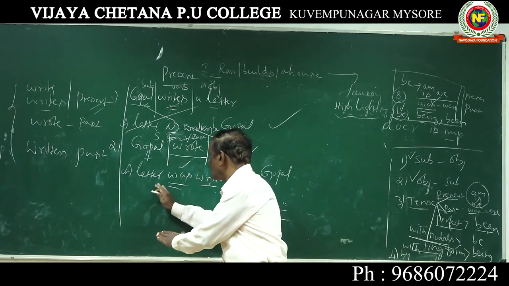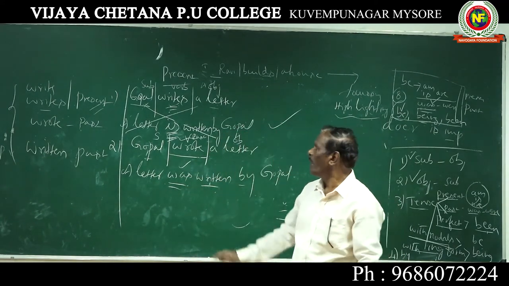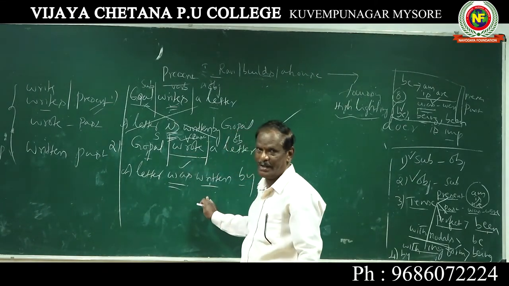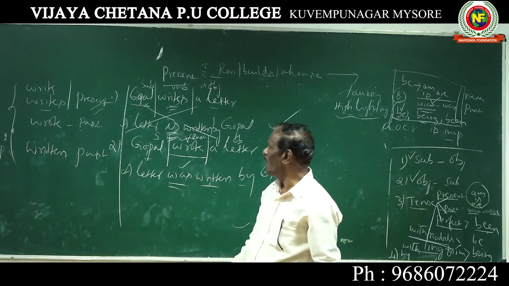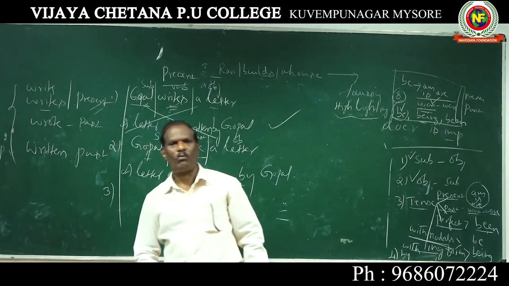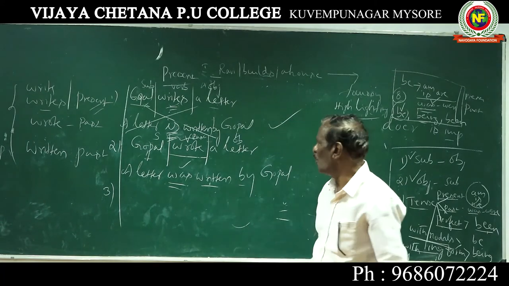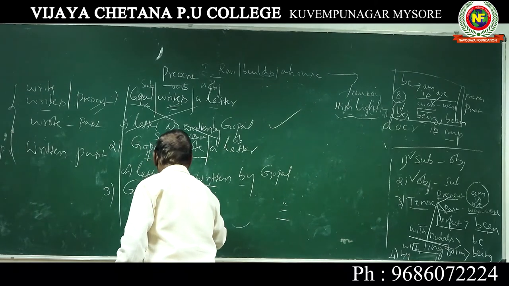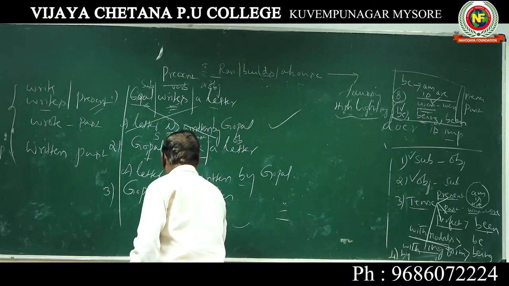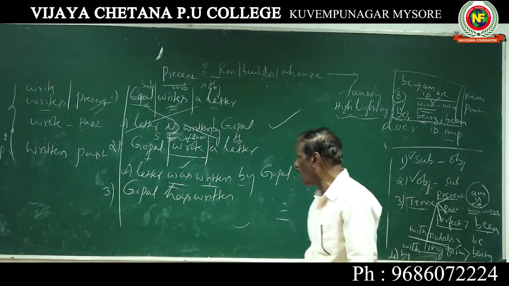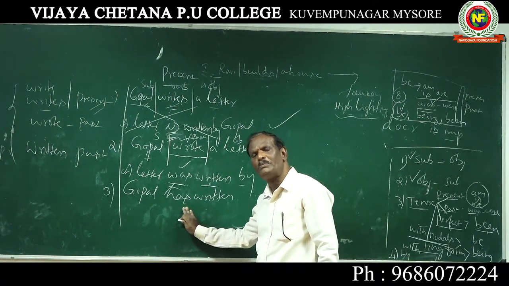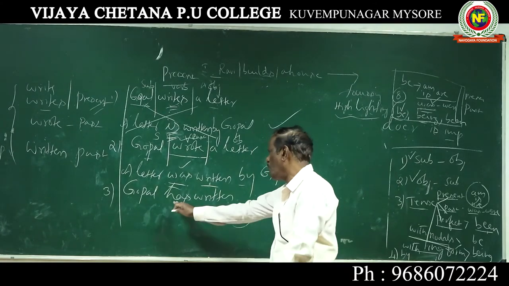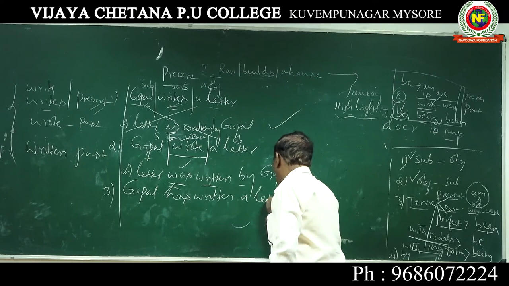So now passive construction is ready. We have changed the past verb into passive construction. Here we changed the past tense. Next, the same way, change the perfect tense. The perfect tense is like Gopal has written. But to say perfect tense, has, have, had come. If has or have are the helping verbs, it is present perfect; if had comes, it is past perfect. Gopal has written a letter.